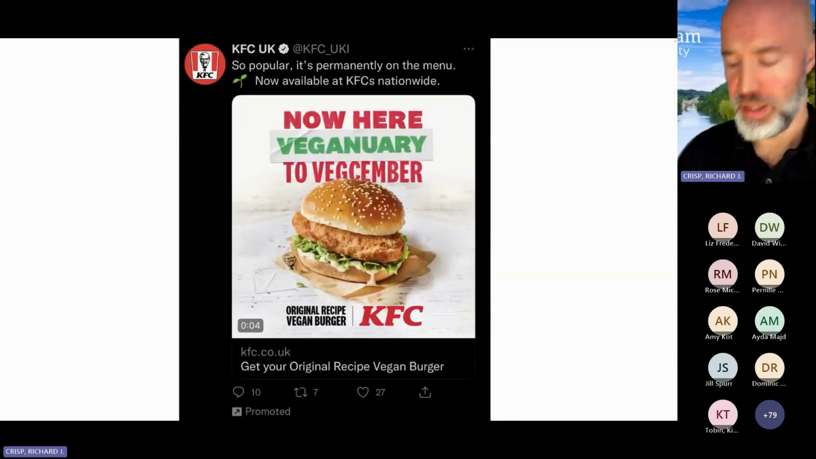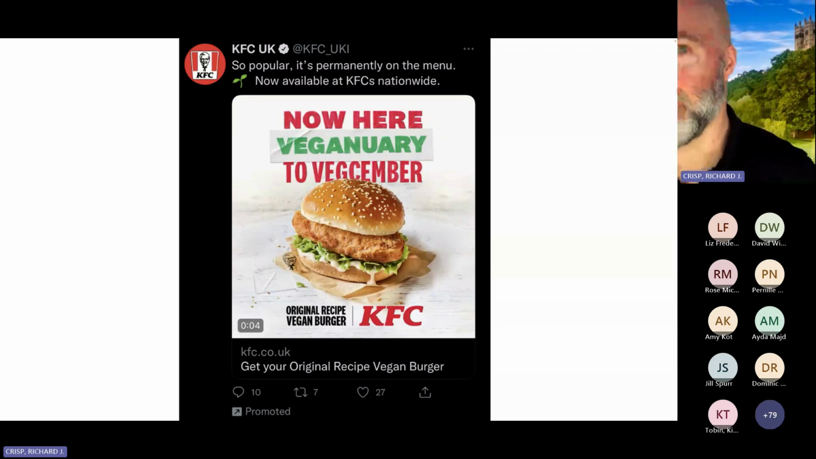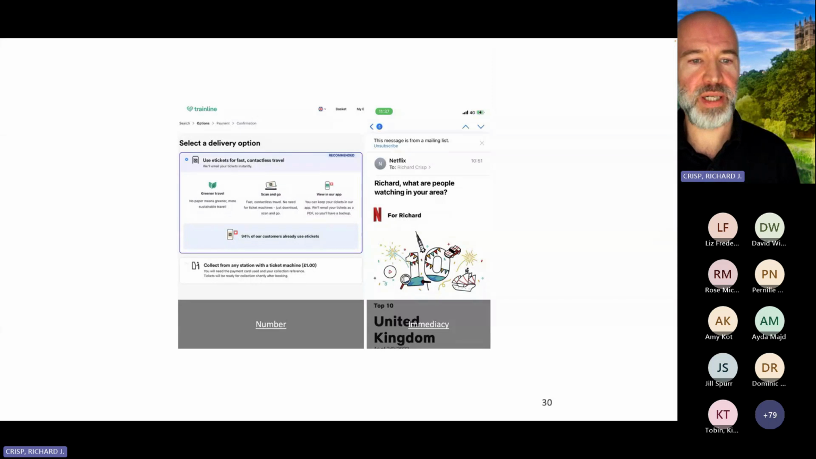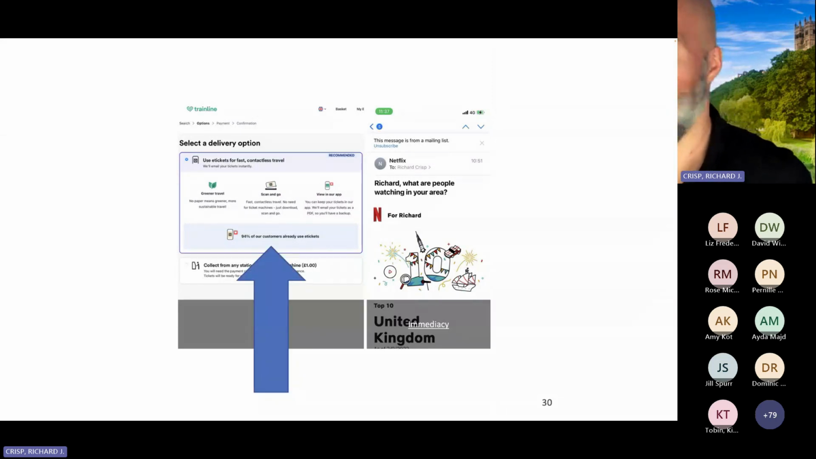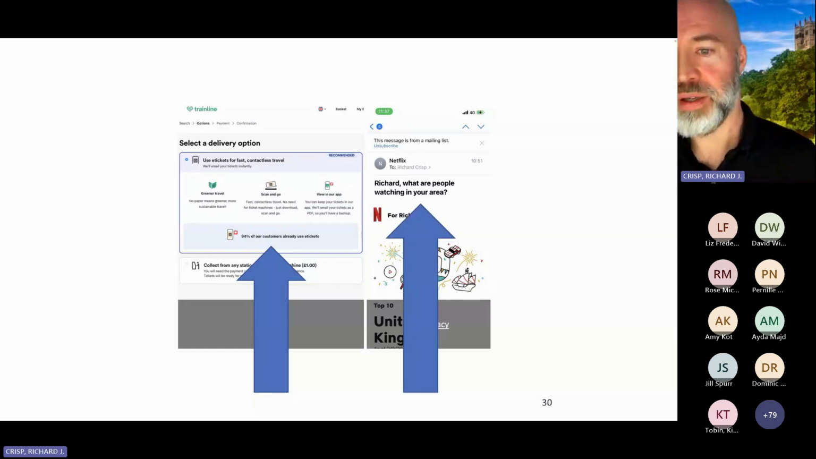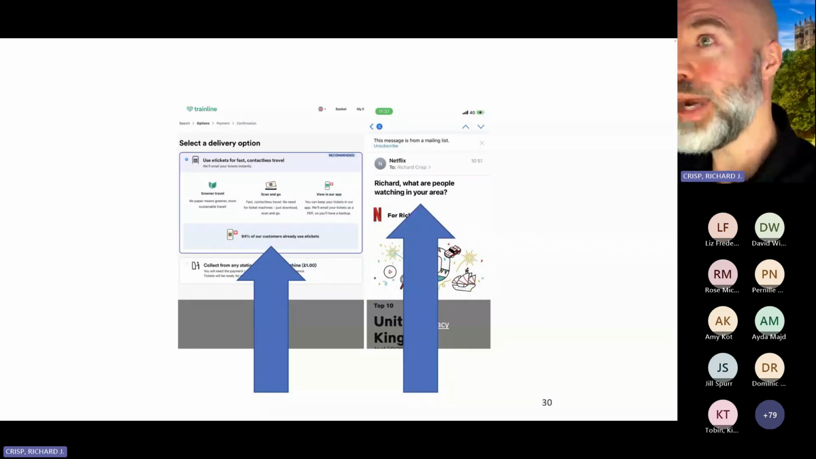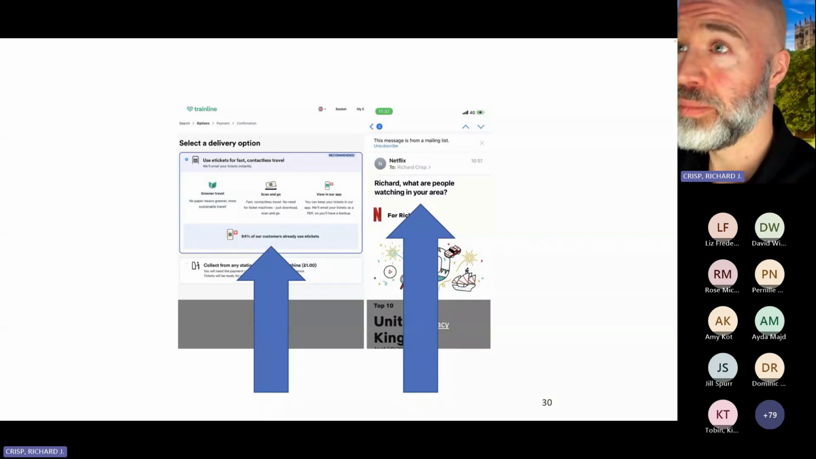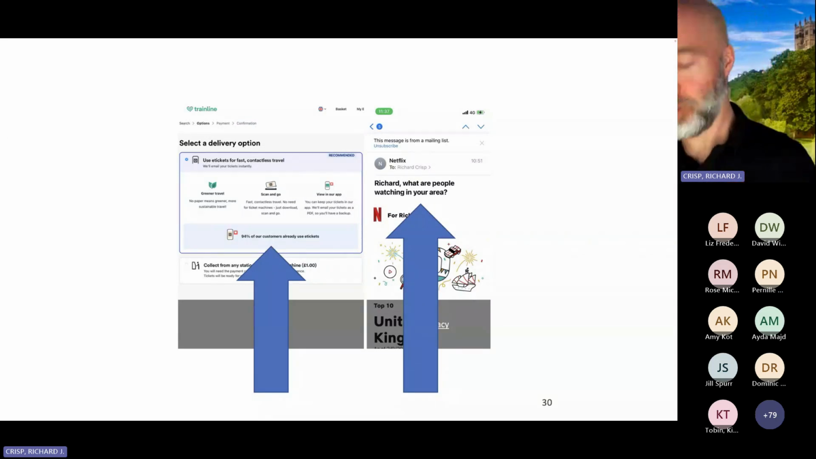An advert for KFC: it's so popular, it's permanently on the menu. So popular, you're conveying consensus information. A train line: 94% of our customers use e-tickets. Really powerful. Everyone else is doing it, so, you know what, I'm going to do it. Richard, what are other people in your area watching? Okay, so there's lots of other people doing it. It's important consensus information.